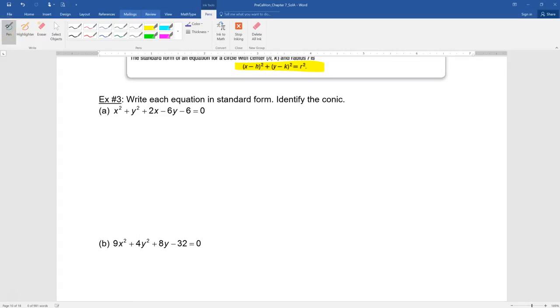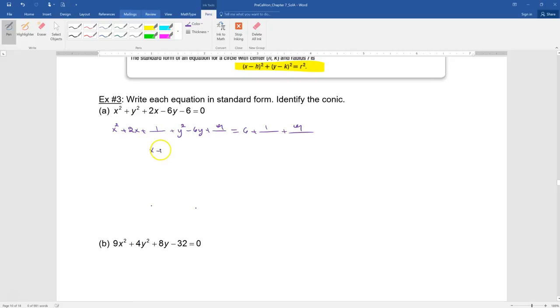All right. So now we're going to write these in standard form and identify the conic. How do we do this? Completing the square. You always have to complete the square. All right, so let's do that now. So it's x squared plus 2x plus a number plus y squared minus 6y plus a number is equal to 6 plus a number plus a number. Right, so what goes in the first blank? 1. Right, and here? 9.